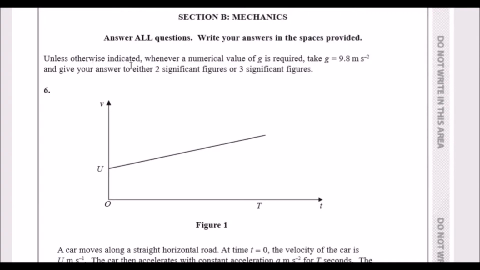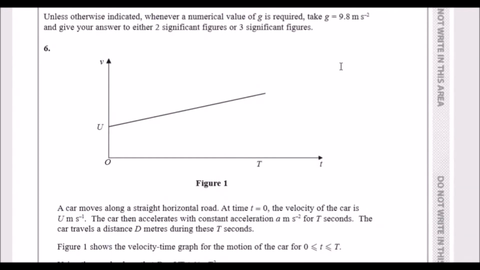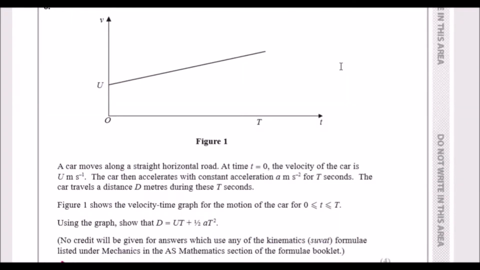So unless otherwise indicated, whenever a numerical value of g is required, take g equals 9.8. So guys, there is a clear marking on this. If you happen to use the value of g equals 10 or even g equals 9.81, you would actually lose your marks. You actually get penalized for using a wrong value of g, or a value that isn't 9.8. And yeah, I know it's silly, but it happens. So let's look at number 6.